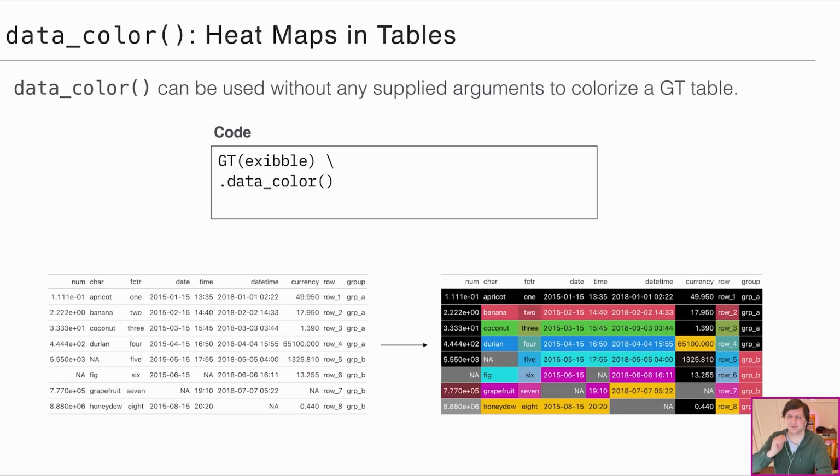So data color is pretty easy to use initially. We can actually use it without any supplied arguments at all to colorize a GT table. If you just take an exhibit, pass it to GT, and then use data color without any arguments, we get all the columns colored in different ways, which is not really desirable. We don't really want a table like this.